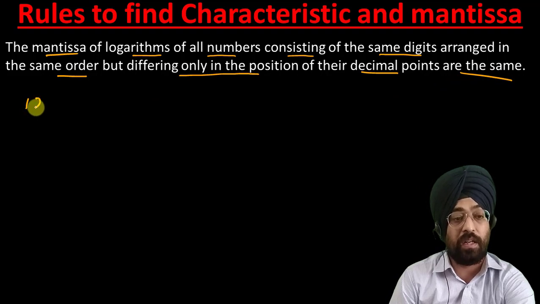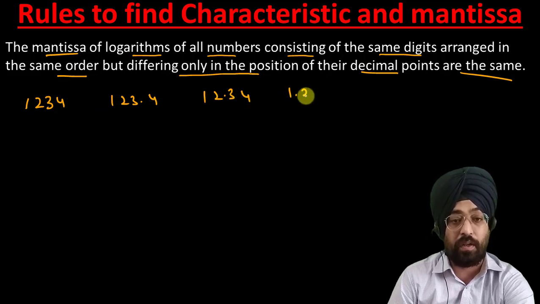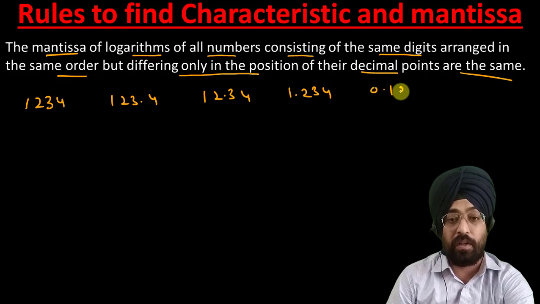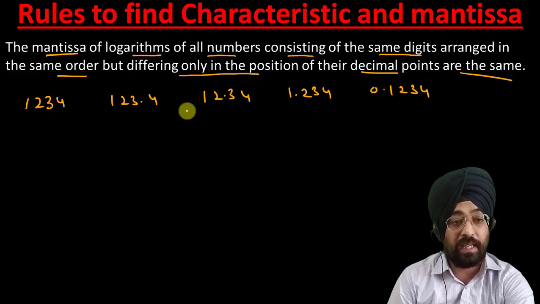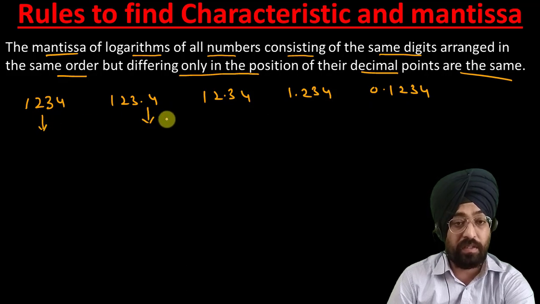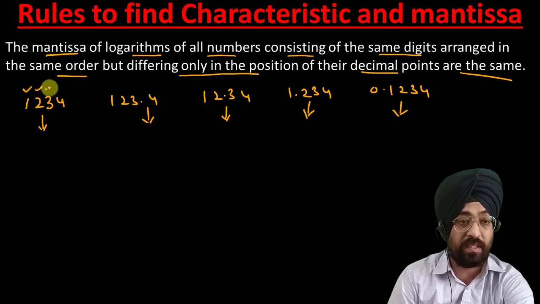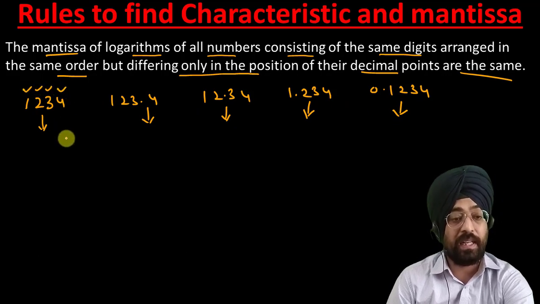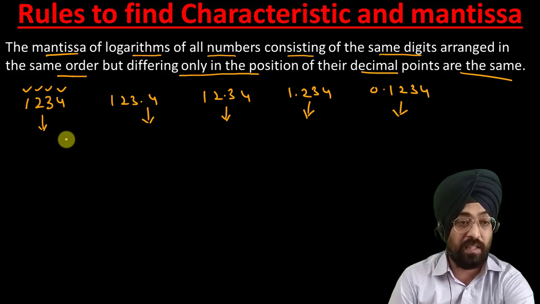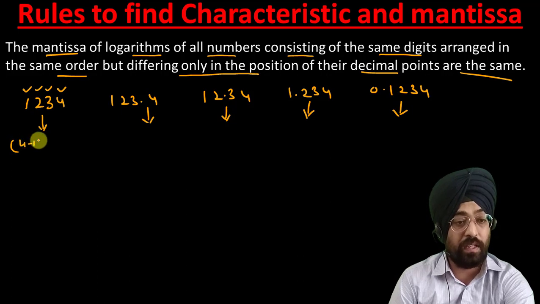Suppose we have these numbers: 1 2 3 4. One we have 123.4, one we have 12.34, next we have 1.234, next we have 0.1234. This rule says that the mantissa of all these numbers will be the same. All these numbers will have the same mantissa because they have the same digits arranged in the same order, but their characteristics will be different. The first number is greater than 1. How many digits? 1 2 3 4. So 4 minus 1 is 3. 3 is its characteristic.